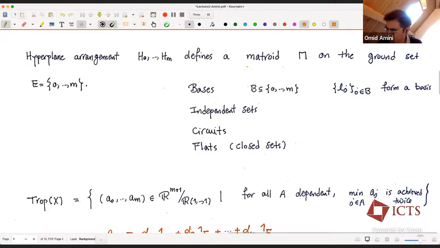So the claim is that the hyperplane arrangement H0 to HM defines a combinatorial object, which is called the matroid. And this matroid is defined over this set E, 0 to M. Basically everything that I described is completely described in terms of this matroid. So everything is combinatorial. The tropicalization of X admits a combinatorial description in terms of this matroid. I'm not going to spend too much time on matroids, but this is the basic example of nice tropicalization and nice tropical varieties, which show up also later.